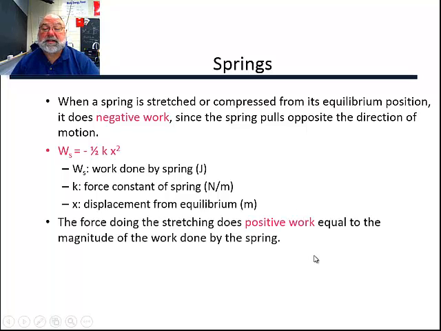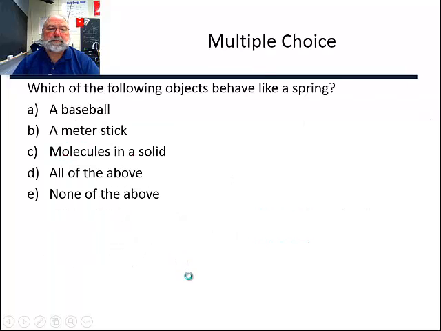The force doing the stretching, in other words, your pull, is equal to the magnitude of the work done by the spring, but it's positive. You're applying a force in the direction that the spring is stretching. So you do positive work, the spring does negative work. Kind of sounds like gravity, except springs go in two directions. Okay, so the work applied does negative the work of the spring, which is 1/2 kx squared.